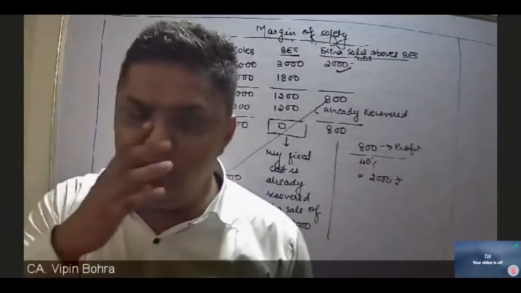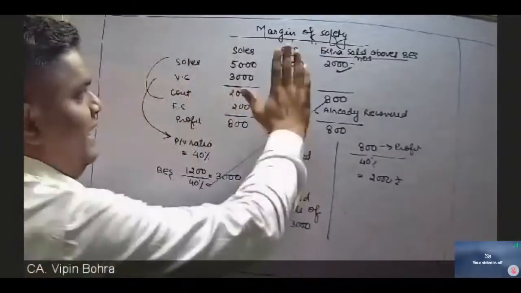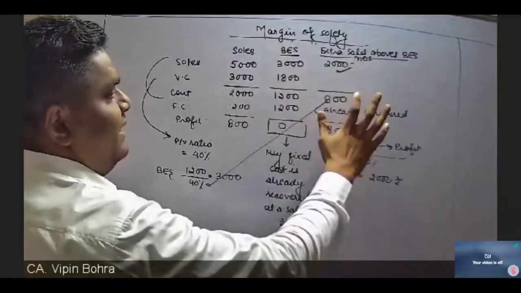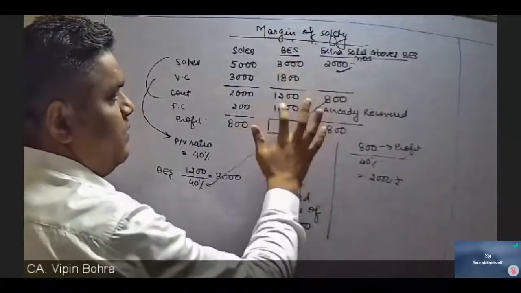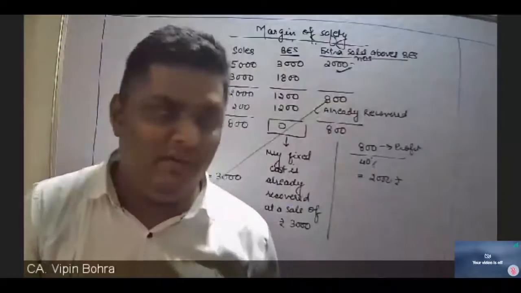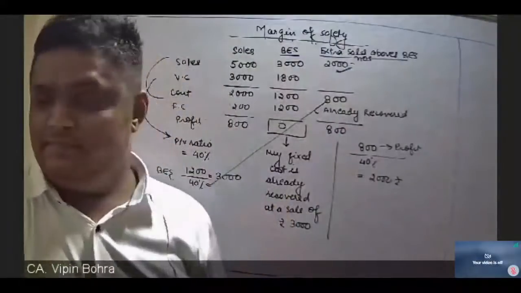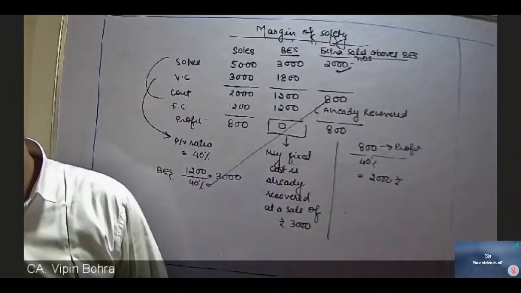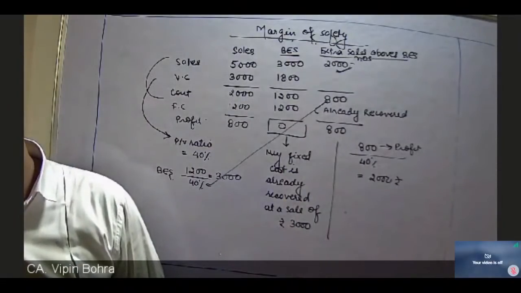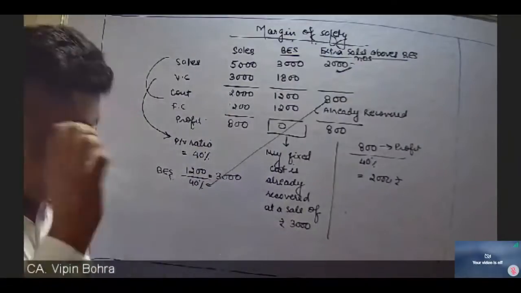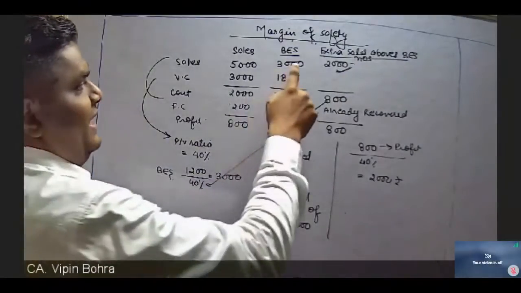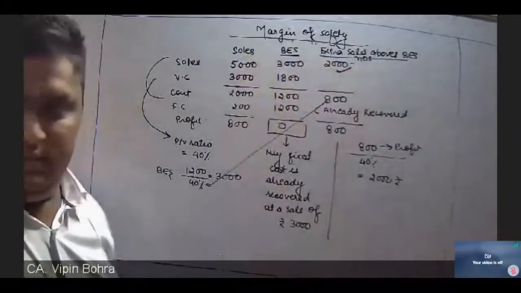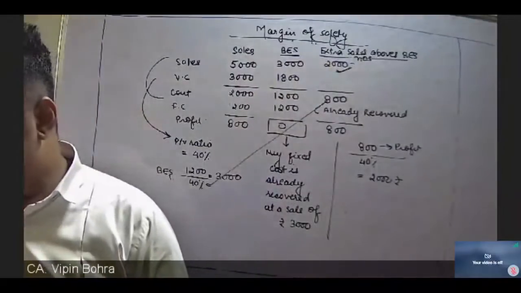Mansha, once you cross break-even point, see here my break-even point is crossed. The contribution I am recovering is 800. Since I have recovered my fixed cost, now I will start earning profit. Break-even sales 3,000, 2,000 is my margin of safety, 5,000 is my total sale. Hopefully this part is clear now.